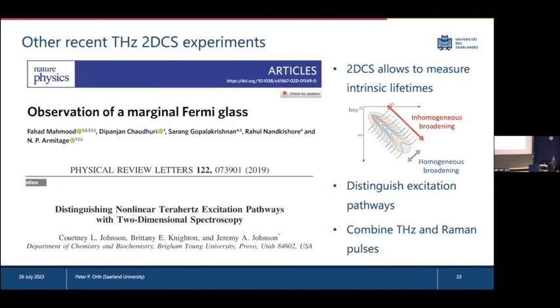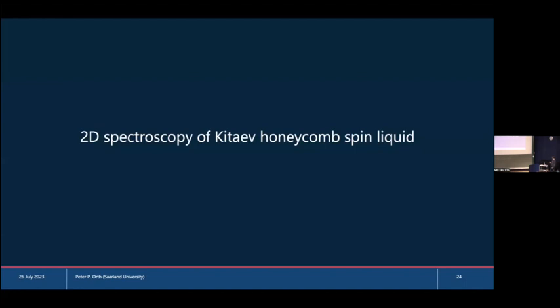Okay, there are other experiments that I won't be talking about in Armitage's group and Jeremy Johnson's group, and so this is something that experimental groups are building up, and so there is really hope that this can be a new technique to interrogate correlated materials. With this motivation, let me talk about the theory work we did by computing this 2D spectroscopy of the Kitaev honeycomb spin liquid.